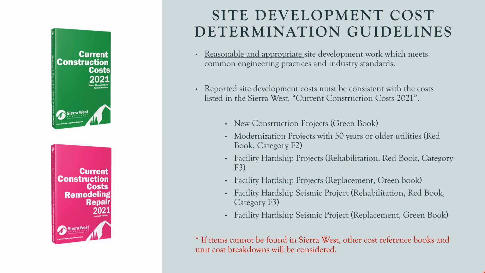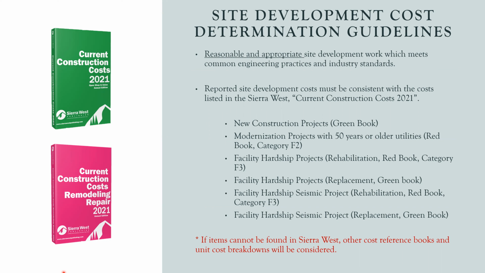Okay. Now, site development cost determination guidelines. Only reasonable and appropriate site development work, which meets common engineering practices and industry standards, is allowed. Reported site development costs must be consistent with the costs listed in the Sierra West Current Construction Costs 2021. Now on the left, we have provided an image of the two books that we normally use. Depending on the type of project you're submitting, you will either use the green book or the red book.